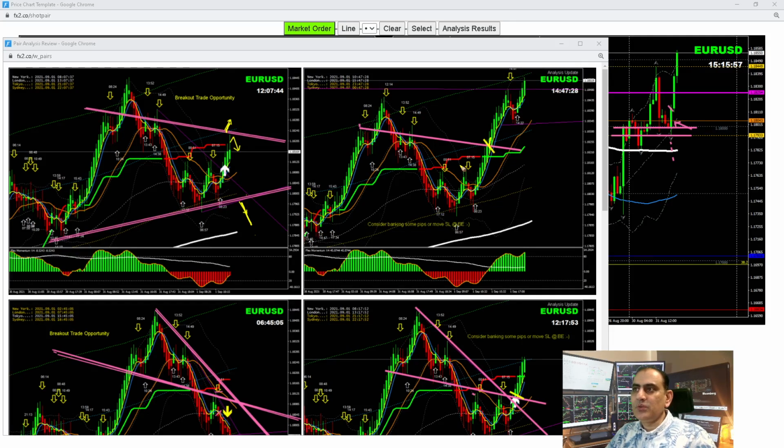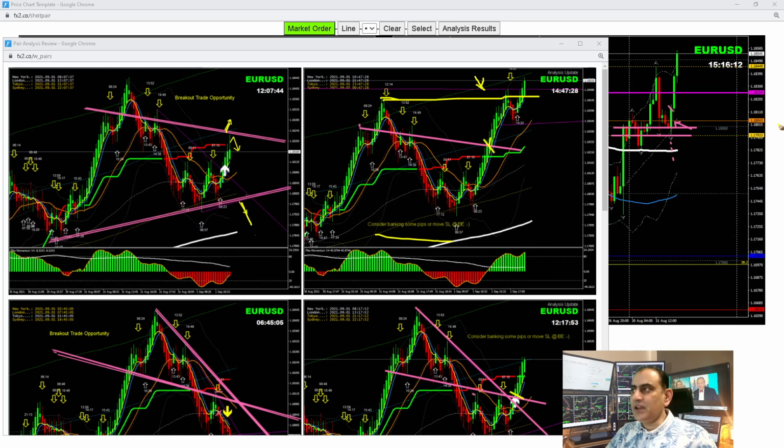And as I always mention, the first target is always the fib channel, as you can see here, or the previous high, which price nicely hit. As soon as the price hit this level, as I explained to my traders, it's time to enjoy pipping and bank beautiful pips, as you can see on Euro USD.